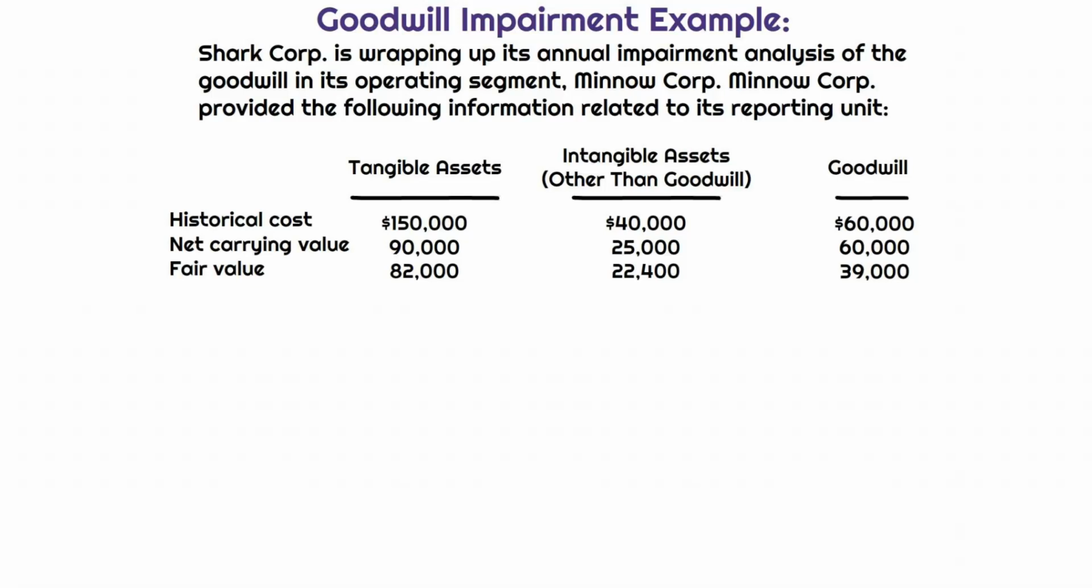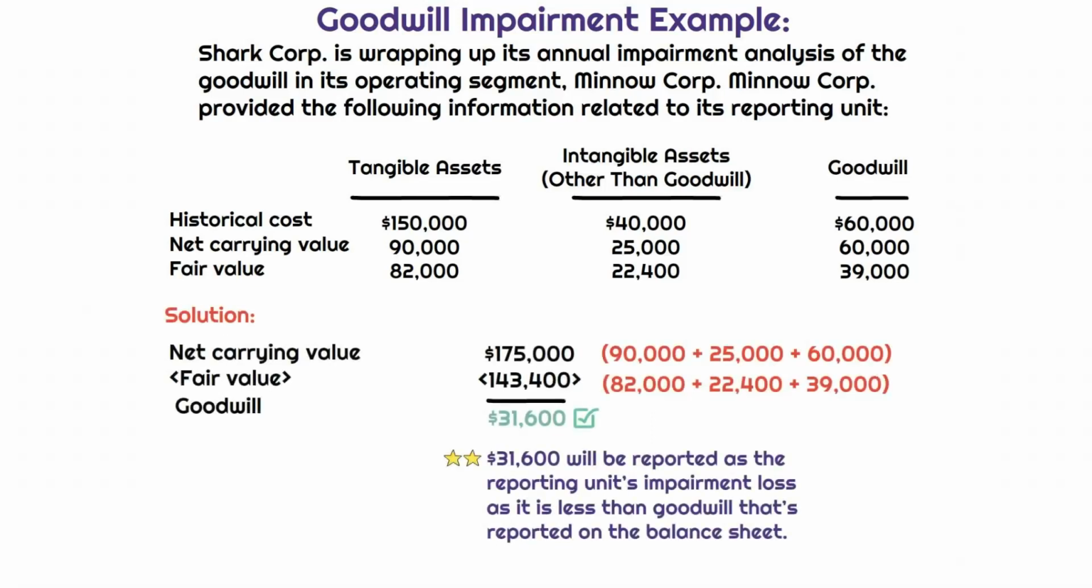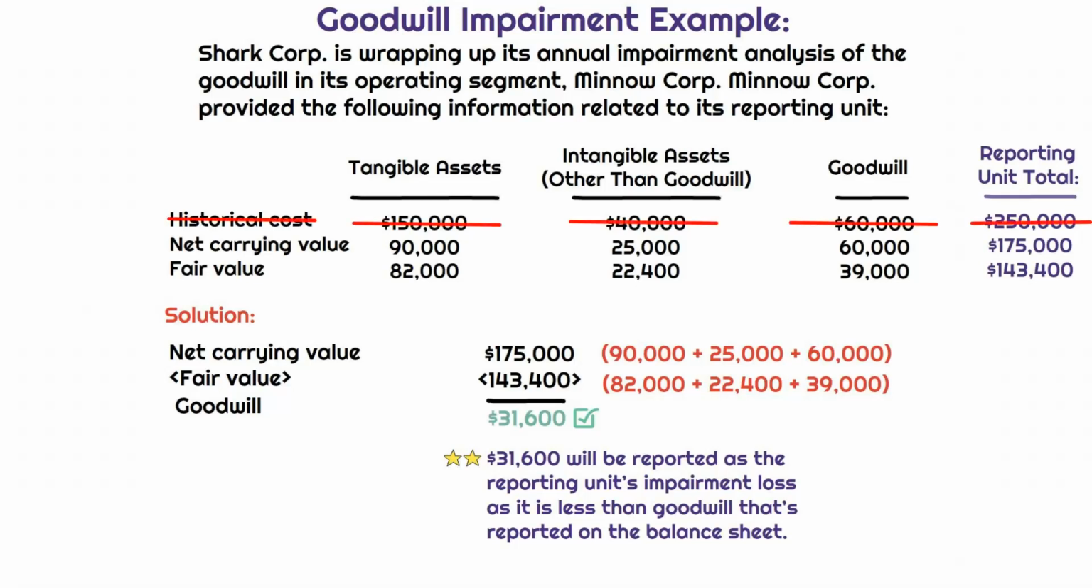Okay, so we know that we have an impairment loss. The information tells us as much. Now in step 2, our quantitative approach, when determining how much this impairment loss will be recorded as, we're going to be comparing the total reporting unit's carrying value to its fair value. As we said, the total of all three of these will make up the reporting unit's total. Okay, so we can write off this historical cost, not going to be relevant for determining the impairment loss.